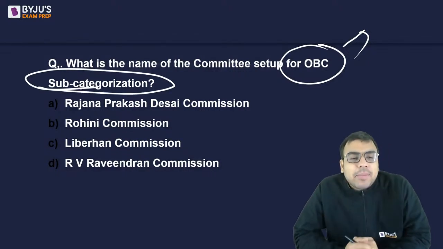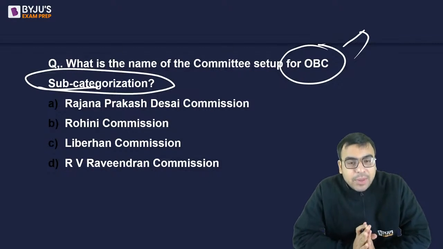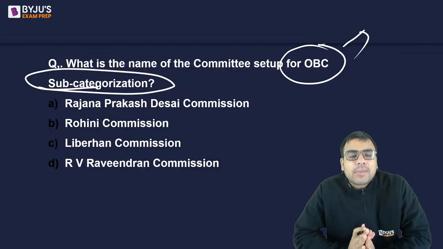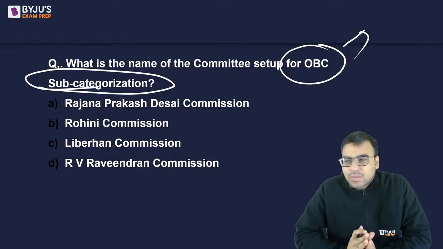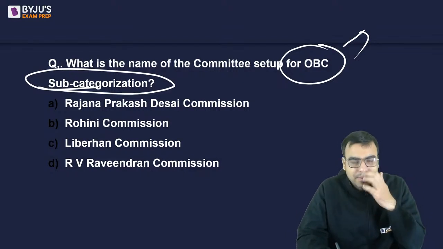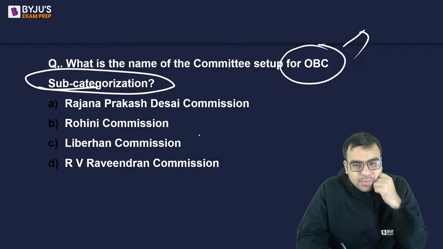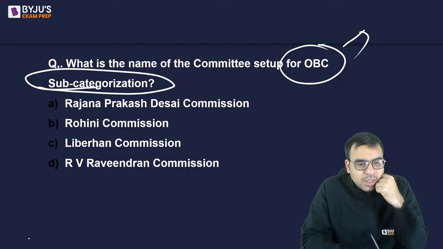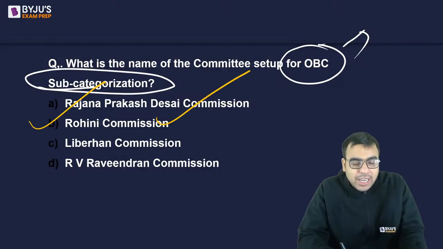तो उसके लिए कमिटी बनाई गई थी. What is the name of that committee? Anyone tell me? रंजना प्रकाश देसाई कमीशन, रोहिणी कमीशन, लेबरहन कमीशन, आरवी रविंद्रन कमीशन. What is the right answer? Anyone? So for that a commission was set up led by former Chief Justice of Delhi High Court, Rohini Commission. So B is the right answer. ठीक है, ये पता होना चाहिए.